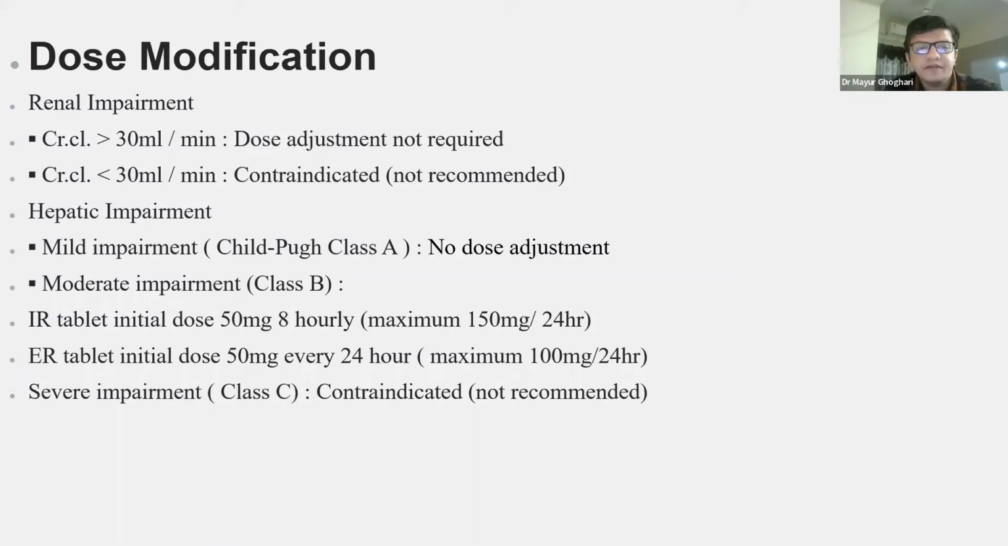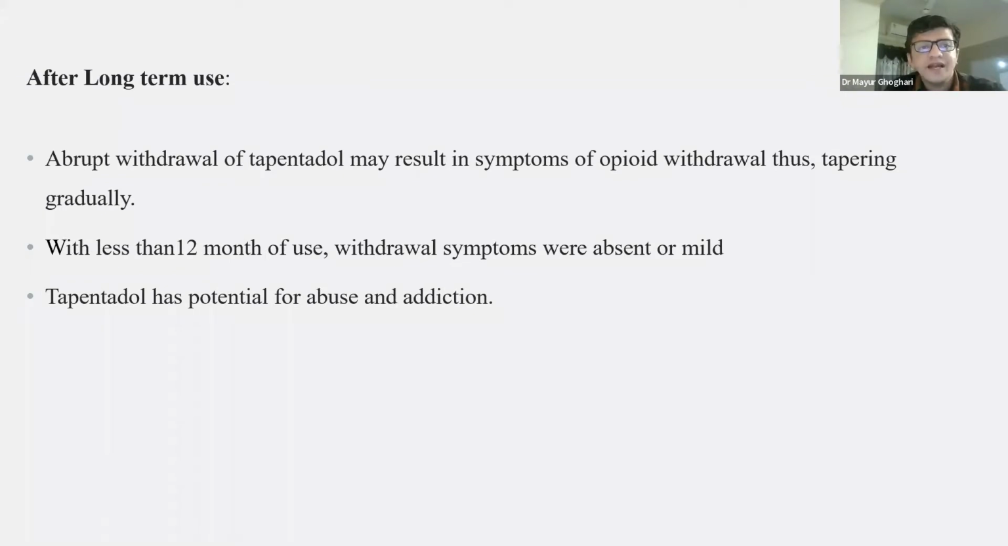In hepatic impairment, for mild impairment, Child-Pugh class A, no dose adjustment is required. In moderate impairment, class B of Child-Pugh score, for the immediate release tablet the initial dose is 50 milligram 8 hourly, maximum 150 milligram over the day, and for the extended release tablet the initial dose is 50 milligram every 24 hours, once a day, and maximum is 100 milligram per day. In severe impairment, it is contraindicated. After long-term use, abrupt withdrawal of tapentadol may result in symptoms of opioid withdrawal. Thus, tapering should be gradual. With less than 12 months of use, withdrawal symptoms were mild or absent. Tapentadol has a potential for abuse and addiction.